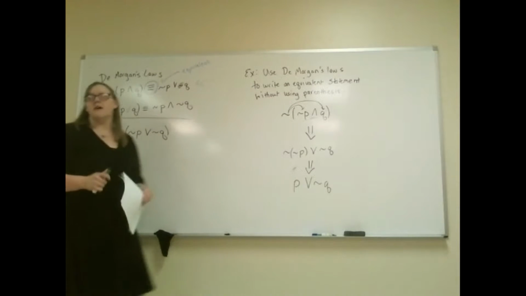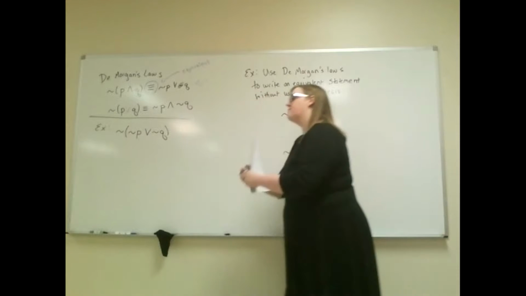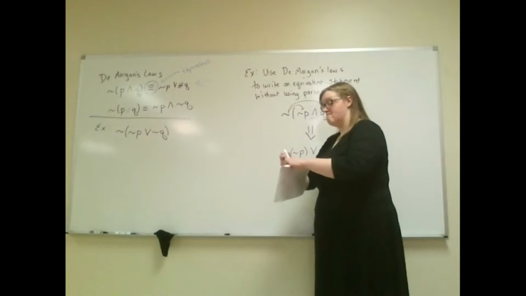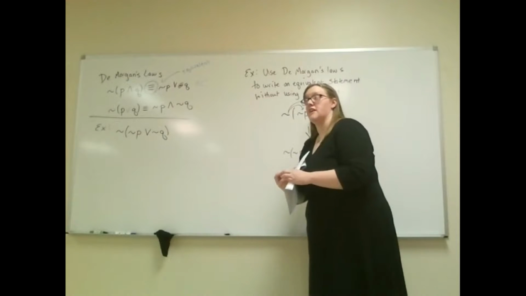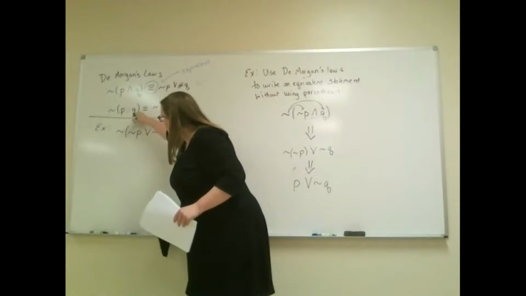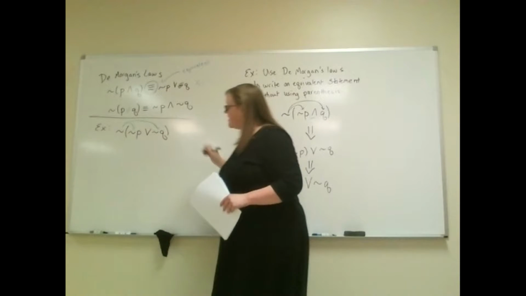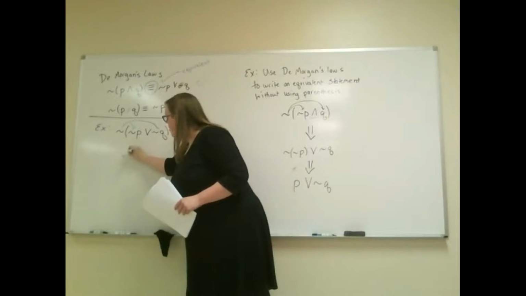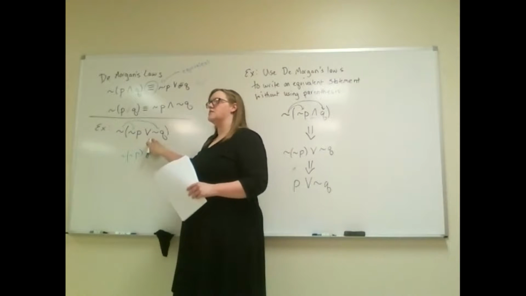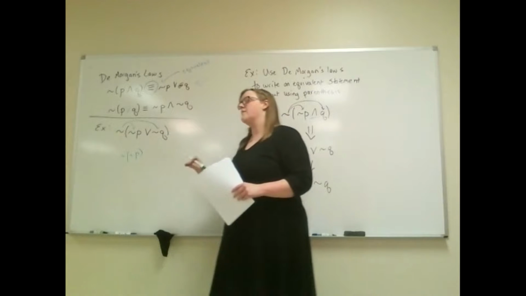All right, Summer, what would be the first thing we do with this one? We would distribute the negation. Yeah. So the first thing we're going to do here is distribute our negation, so it goes to each. So we have not P. Let's see. Lisa, what happens to our or? It becomes an and.